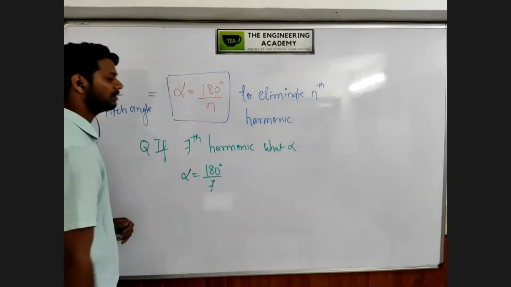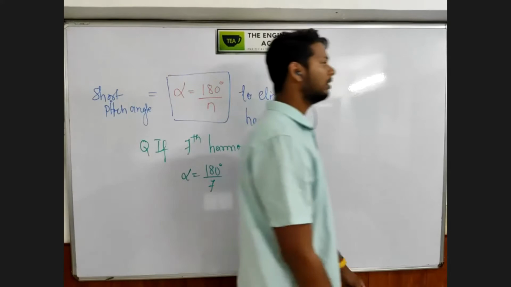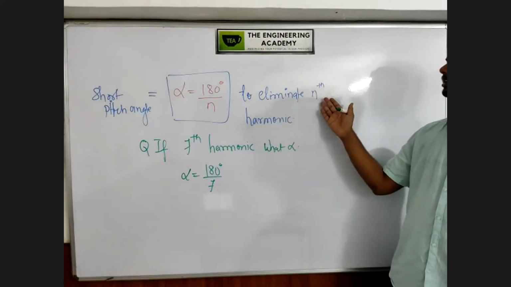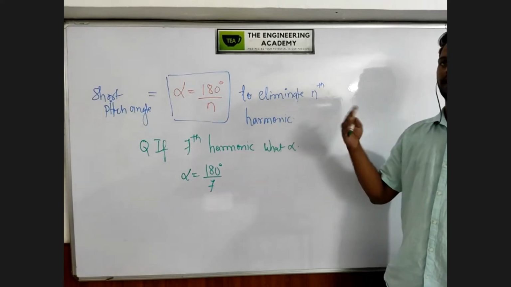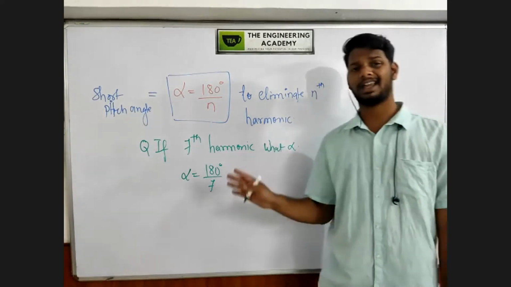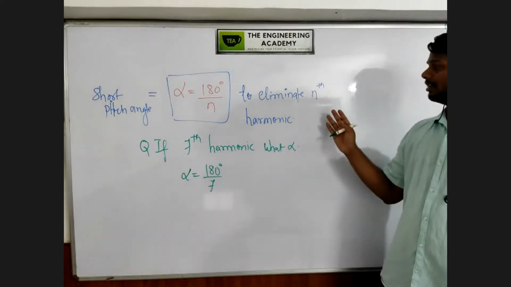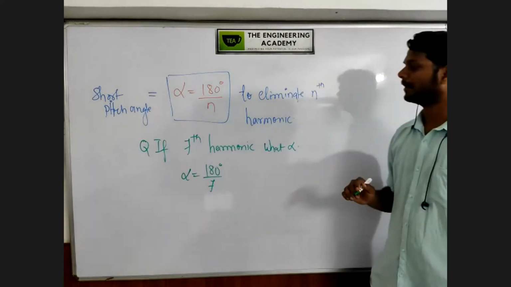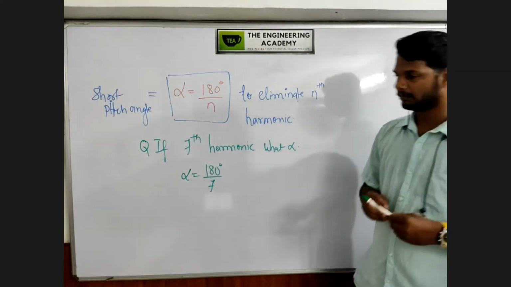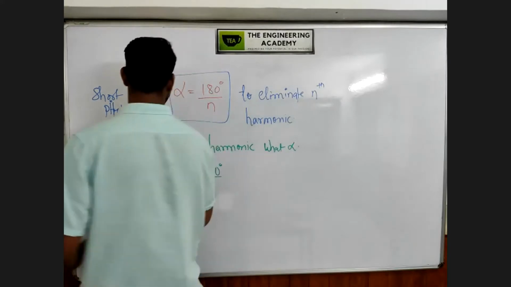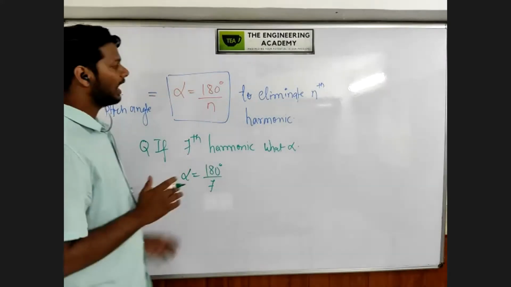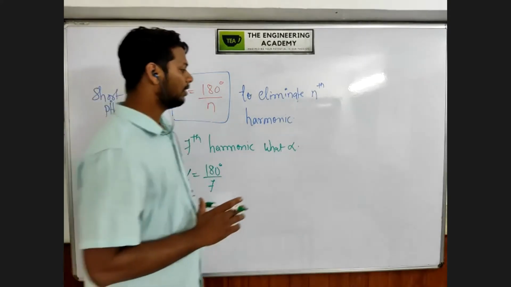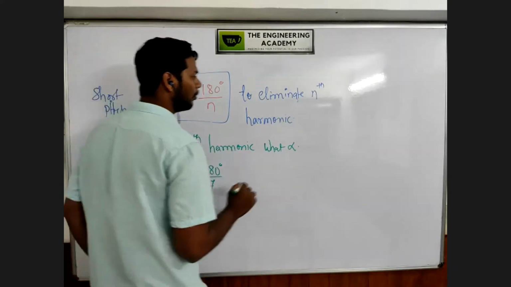Instead of alpha, they will call it the short pitch angle. So the question will be like: to eliminate the nth harmonic, and instead of n they will use 10th, 11th, 12th, 15th, 16th, any harmonic. What will be the short pitch angle? This is the formula for eliminating the nth harmonic: short pitch angle is 180 divided by n.